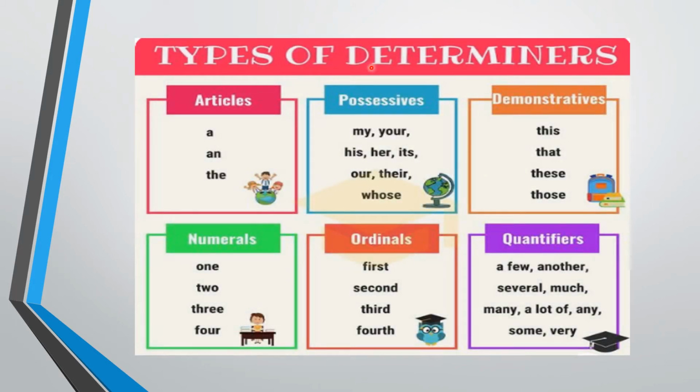Before getting into the types of determiners, we should know what is meant by determiners. What is meant by a determiner? Determiners are words placed in front of a noun to make it clear what the noun refers to. Here we are going to discuss articles, possessive pronouns, demonstratives, numerals, ordinals, and quantifiers.